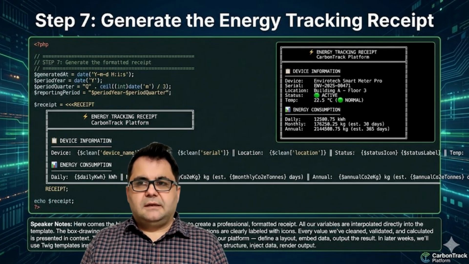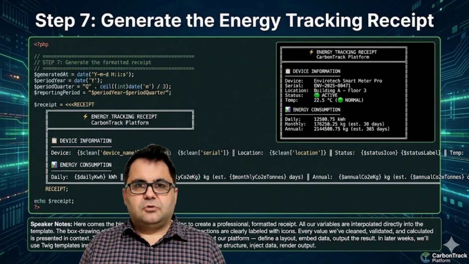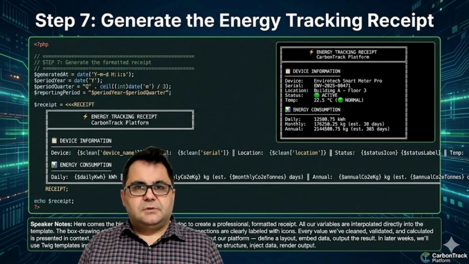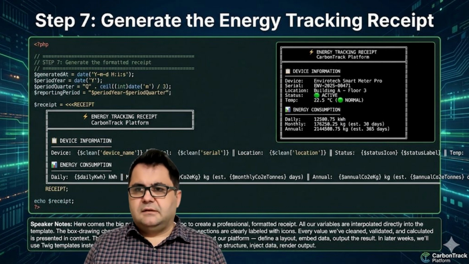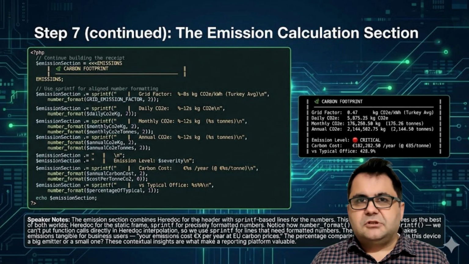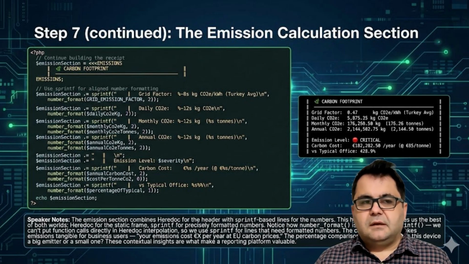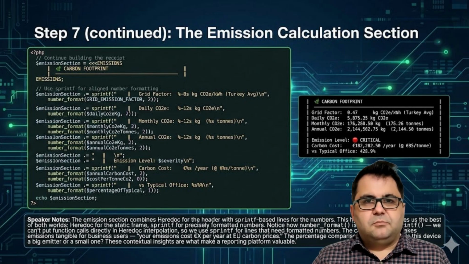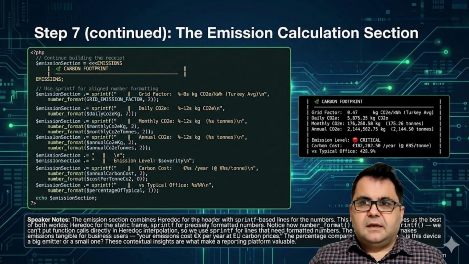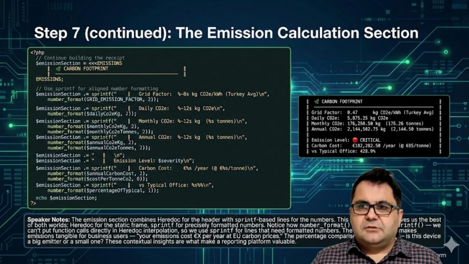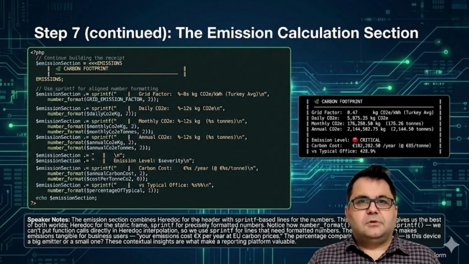Define a layout, embed data, output the result. In later weeks, we'll use Twig templates instead of Heredoc, but the concept is identical. Define structure, inject data, render output. The emissions section combines Heredoc for the header with sprintf-based lines for the numbers. This hybrid approach gives us the best of both worlds. Heredoc for the static frame, sprintf for precisely formatted numbers.